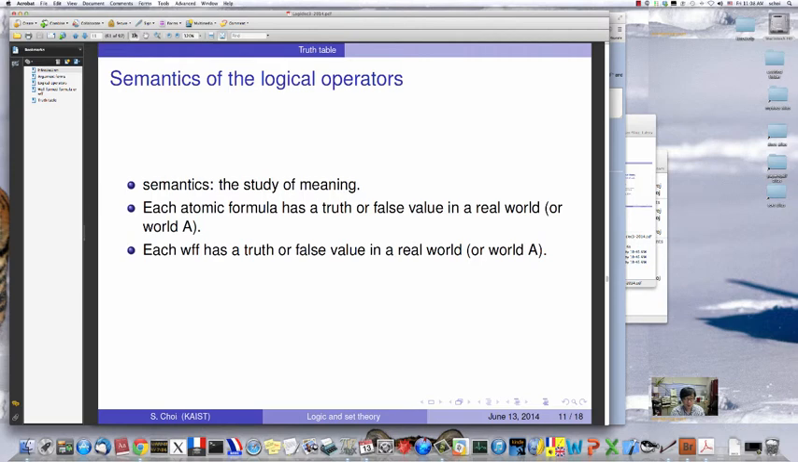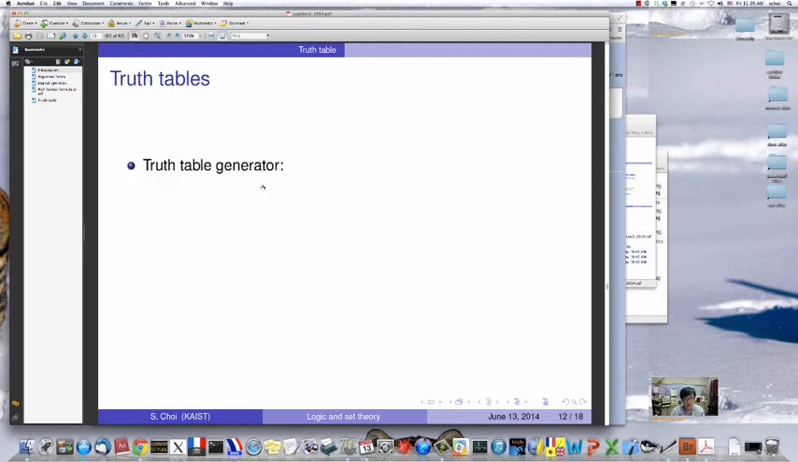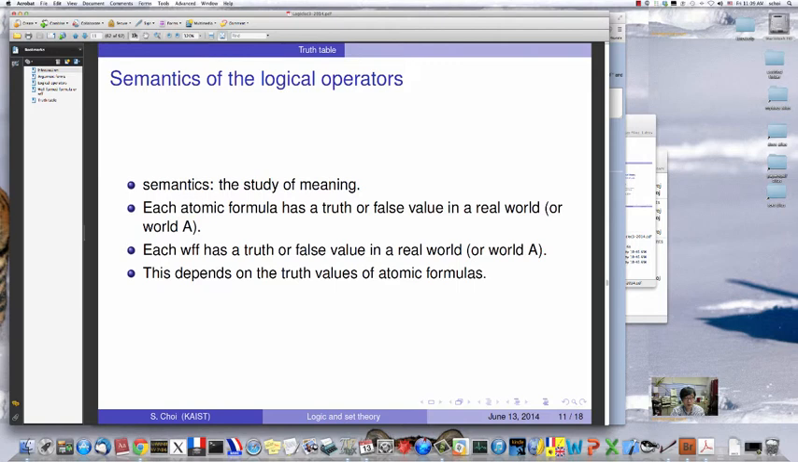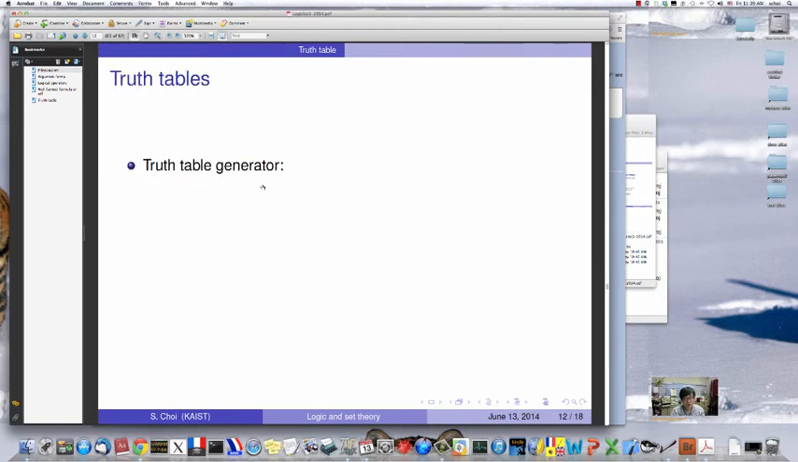Therefore each well-formed formula has a true or false value in a real world, or maybe in some imaginary world A. So it does depend on the world. The truth value of the well-formed formula depends on the truth values of the atomic formulas. This is where the truth table comes in.